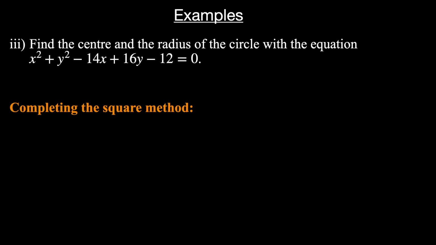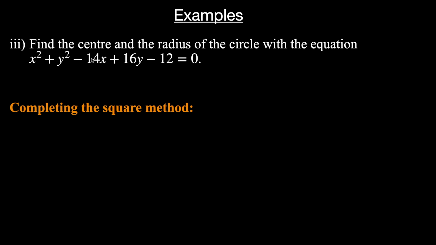The other method I want to show you quickly, this is basically the completing the square method. What you want to do is to write this equation in the way that we typically see the equation of a circle. So we have the bracket squared, x plus something squared plus y plus something squared equals whatever. And this involves completing the square. So how do we complete the square?